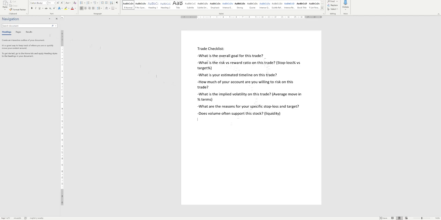What are the reasons for your specific stop loss and target? So you gotta have a thesis and a plan to back up your trade basically. You need to have a stop loss that's valid and that won't stop you out for no reason, and would help you in the case of a dump where if you don't have a stop loss, you're gonna lose a lot of money. What's your target and why? Why do you think the stock's gonna go back up to that price? It's very important to know these things before you enter the trade.